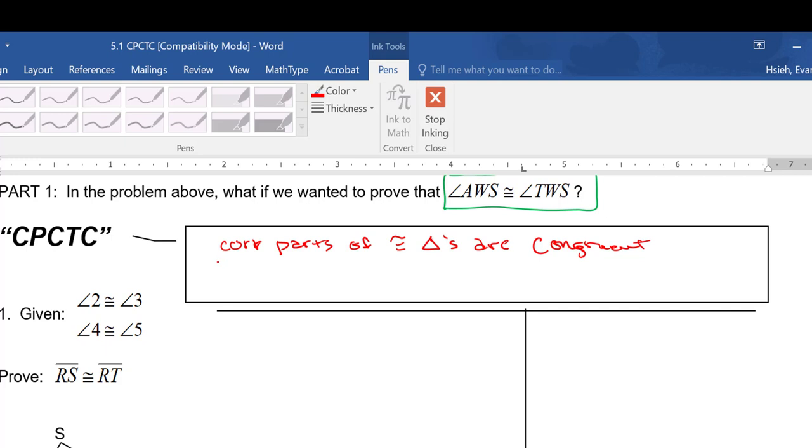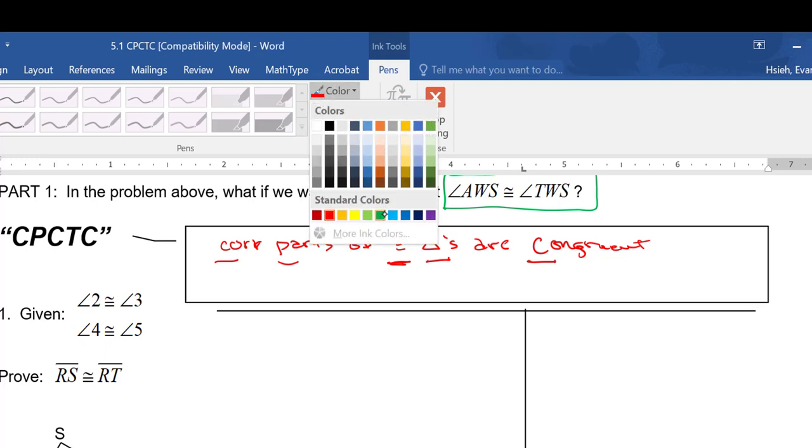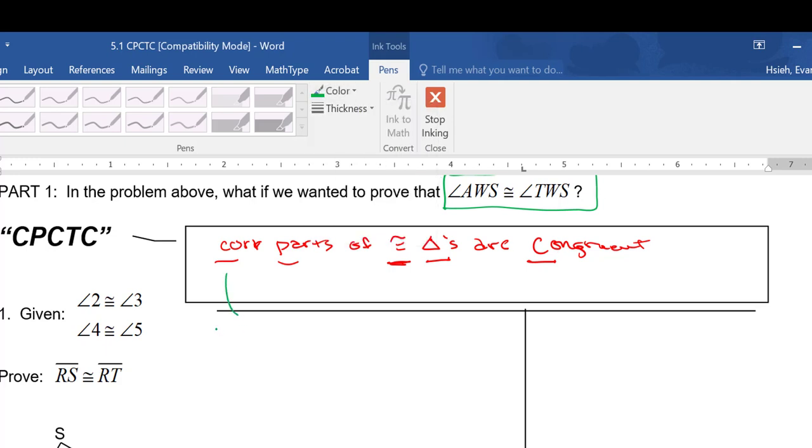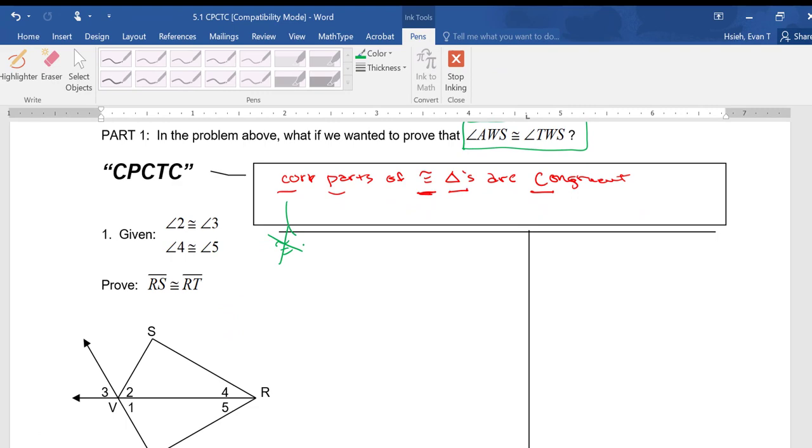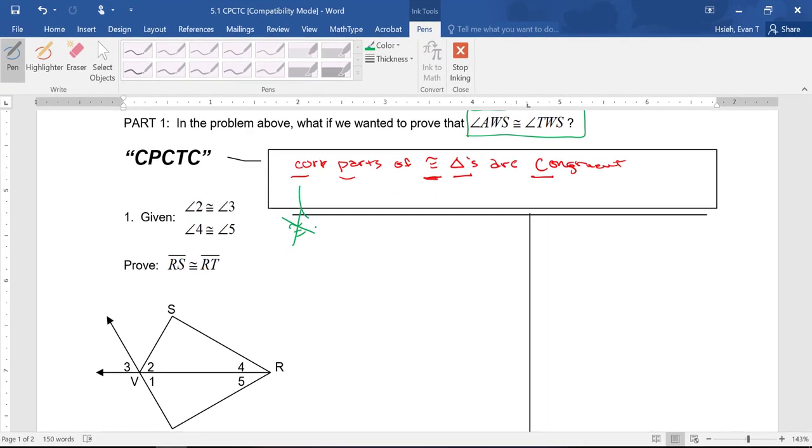Okay, so here's the C, P, C, T, C: corresponding, or no, congruent, T triangles, C congruent. Okay, and hopefully you can see why congruent here does not make sense. That would be basically repeating yourself there. Okay, so let's go ahead and let's use this in an actual proof.